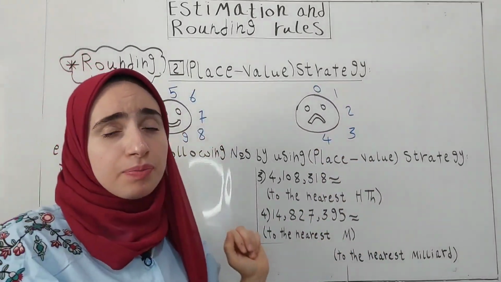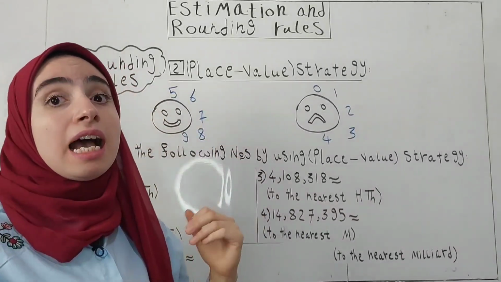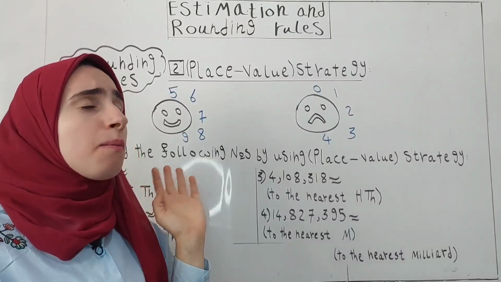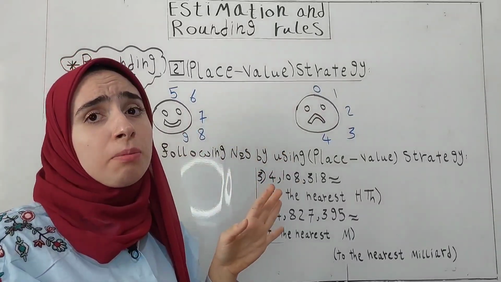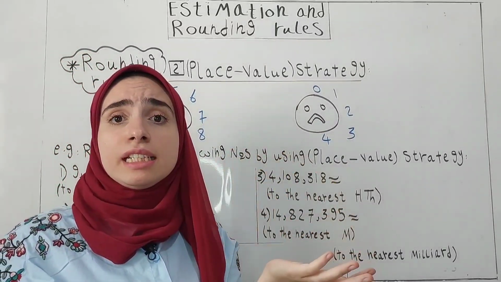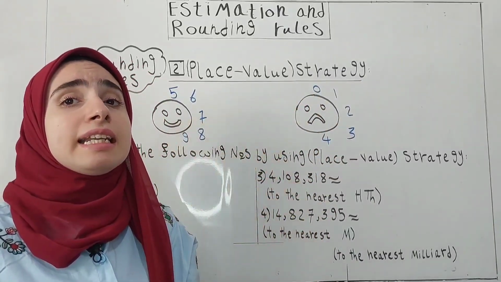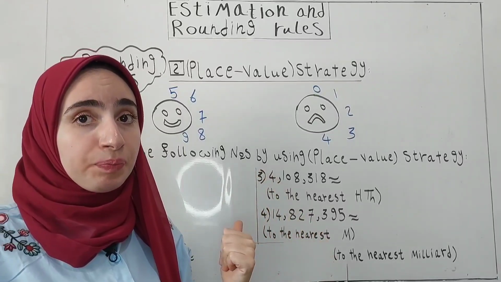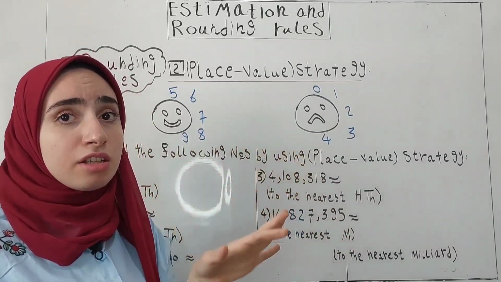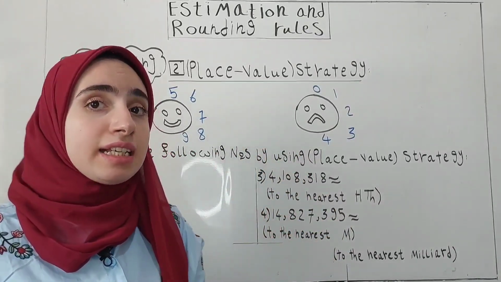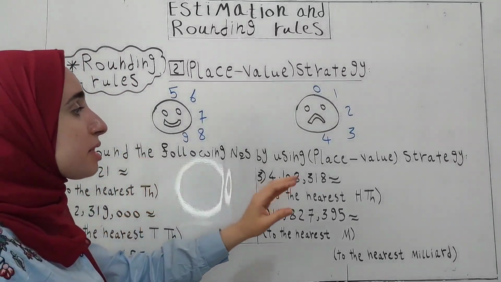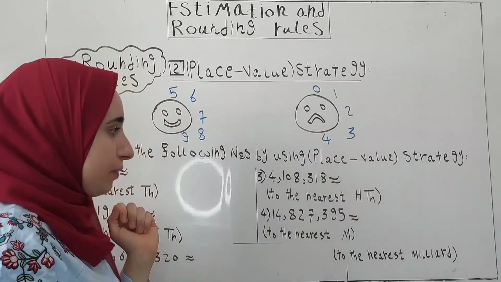The happy numbers add 1 to the digit in the next higher place, but sad or poor numbers do not add anything to the digit in the next higher place. To round any number by using this strategy, let's take a given example. Round the following number by using the place value strategy.